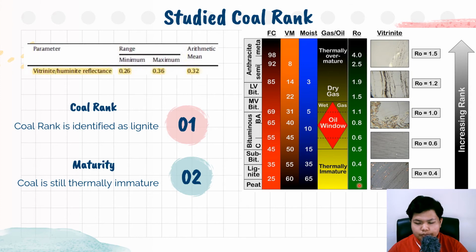So our value is between 0.3 and 0.4, and the coal is thermally immature from the scale, and for identification, the coal is known as lignite. Okay, the coal is identified as lignite and the coal is thermally immature.